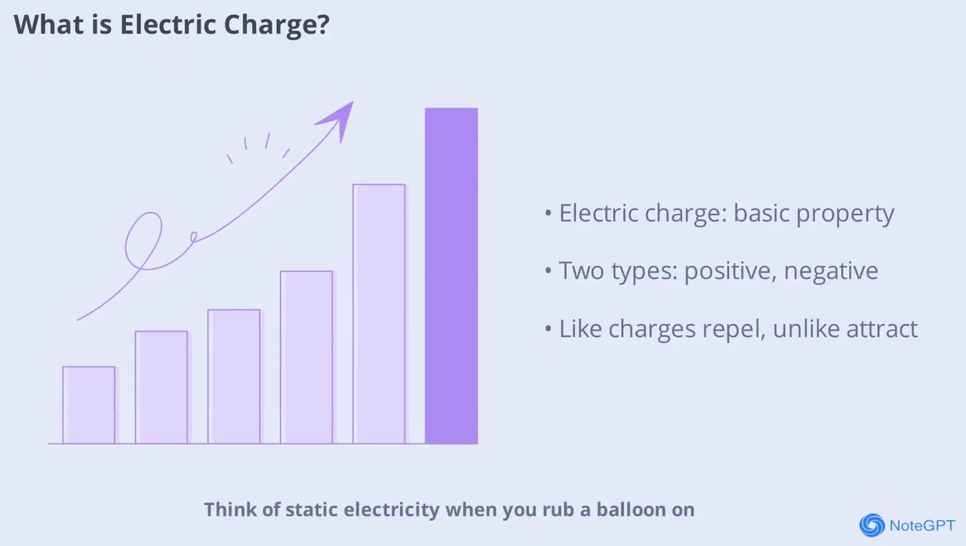Think of static electricity. When you rub a balloon on your hair, the balloon picks up extra electrons and becomes negatively charged, sticking to walls or attracting small pieces of paper. Understanding electric charge is the first step in mastering electricity.